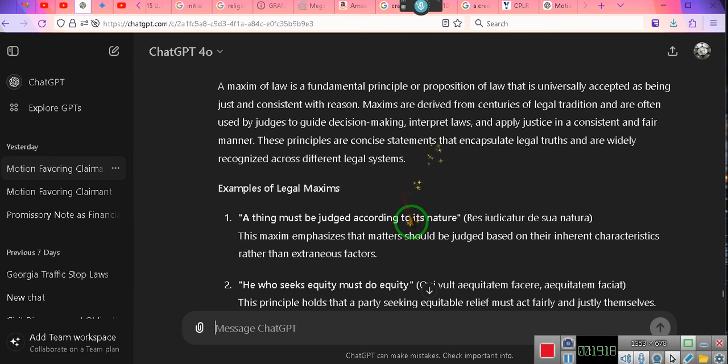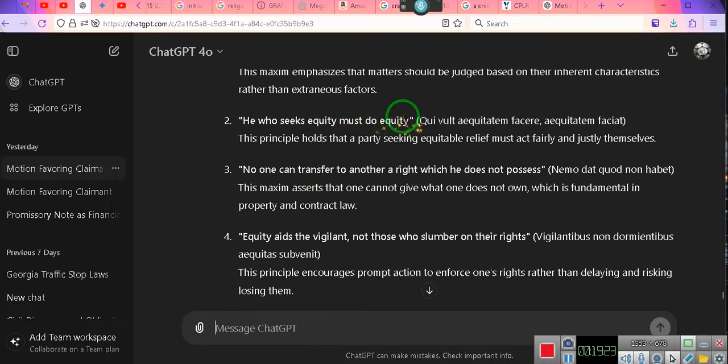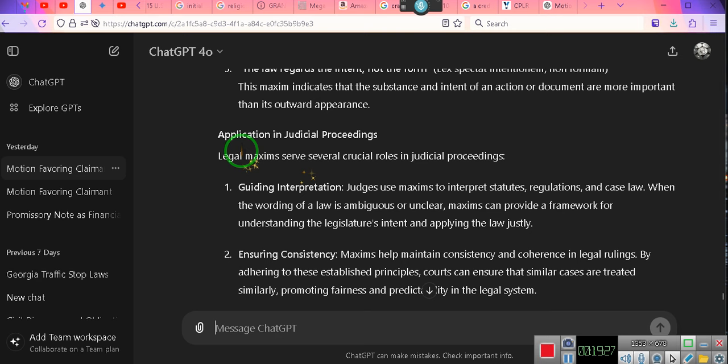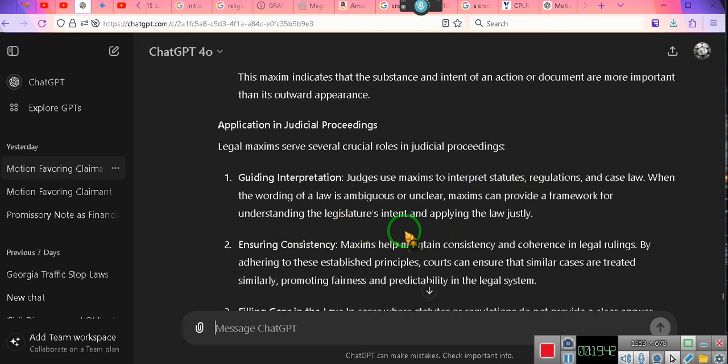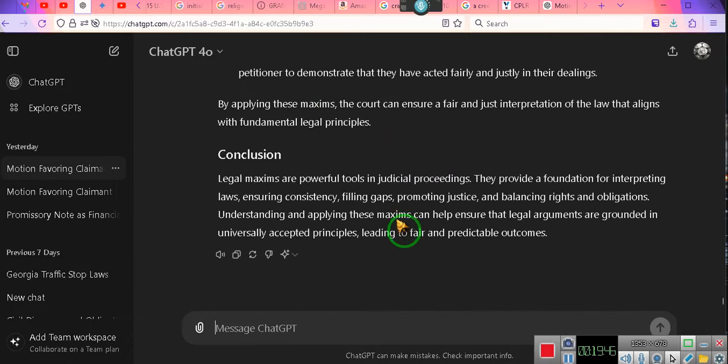Maxims of law. Okay, he who seeks justice must do justice. See, equity. He who seeks equity must do equity. All right. Application in judicial proceedings. Guiding interpretation. Judges use maxims to interpret statutes, regulations, and case law when the wording of a law is ambiguous or unclear. Maxims can provide a framework for understanding the legislative intent and apply the law justly. Okay? That's what we're doing, ladies and gentlemen.